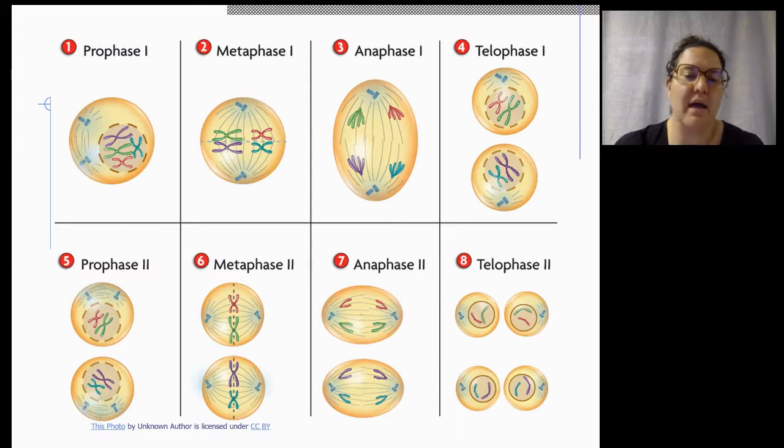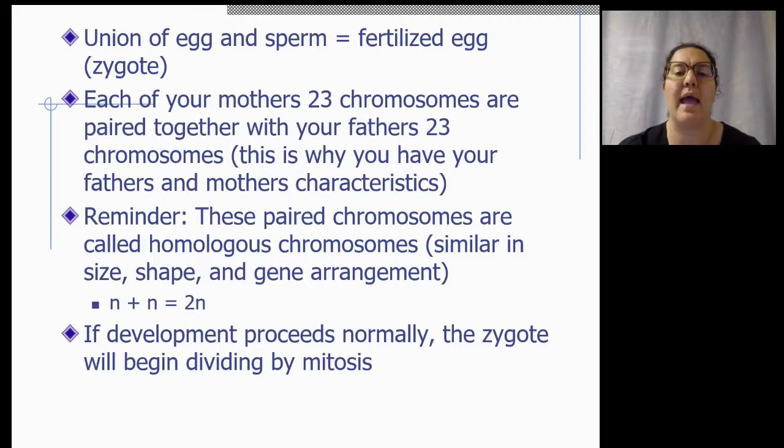So the phases of meiosis are named the same as the phases in mitosis: prophase, metaphase, anaphase, and telophase. But since in meiosis it goes through these phases twice, they have numbers. So prophase 1, prophase 2, metaphase 1, metaphase 2. And different from mitosis, in meiosis we produce 4 daughter cells, and none of them are identical to each other or to the parent cell.